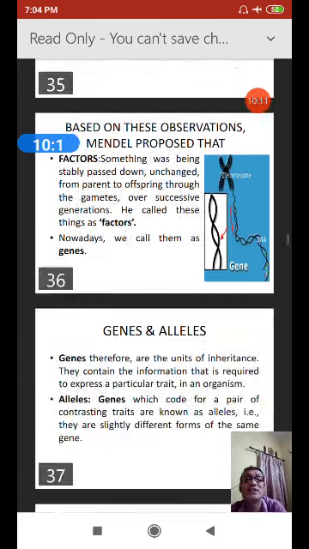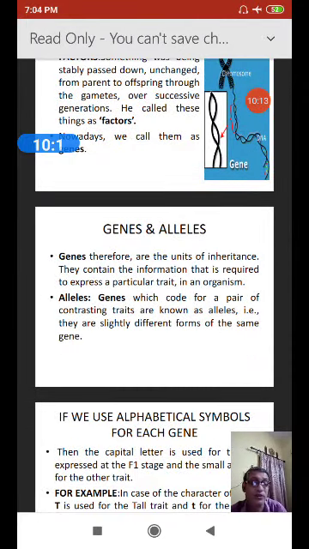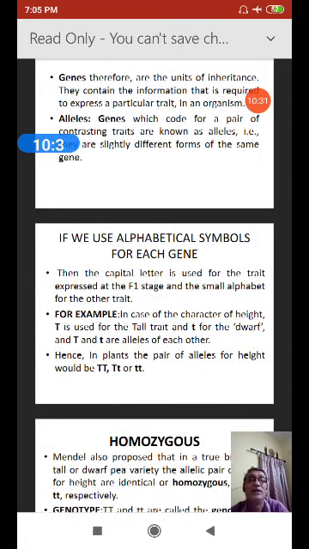So what are genes and alleles? Genes are the units of inheritance; they contain the information required to express a particular trait. Now come to the allele. Genes which code for a pair of contrasting traits are known as alleles, that is, slightly different forms of the same gene. If we use an alphabetical symbol for each gene, a capital letter is used for the trait expressed at the F1 stage and a small letter for the other trait. For example, in the character of height, T is used for tall and small t for dwarf.